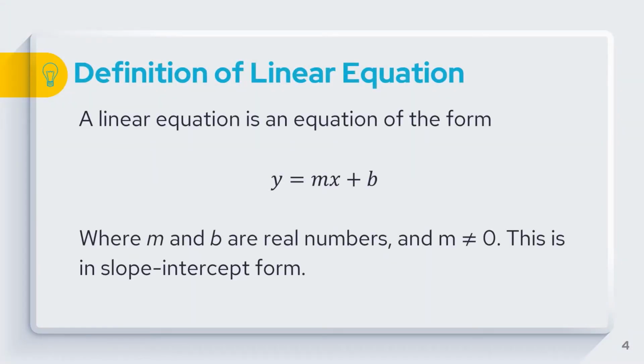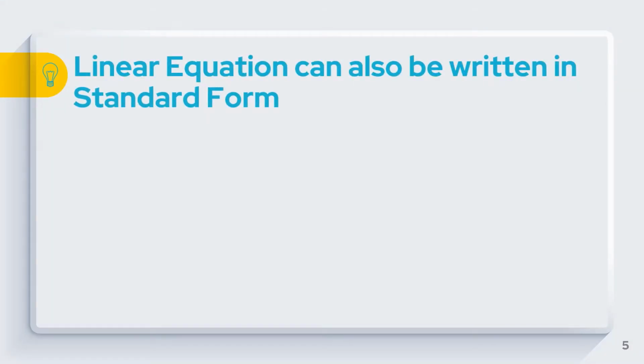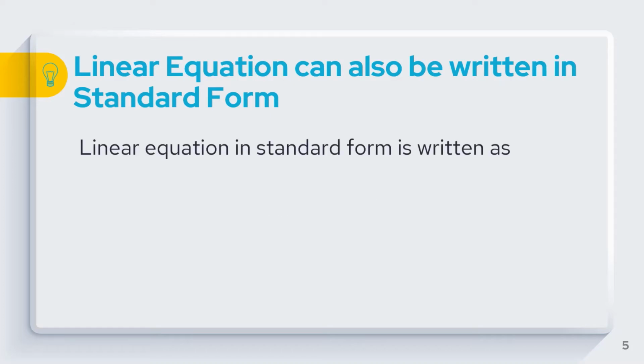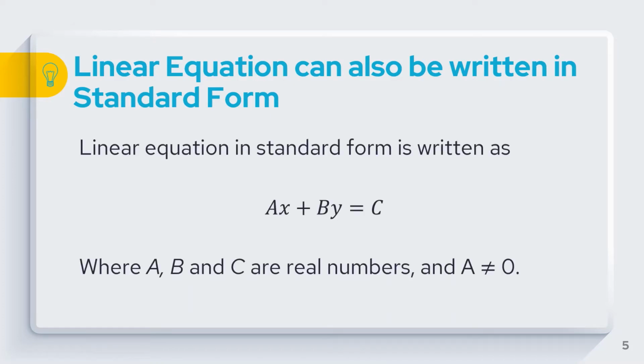The definition of a linear equation. A linear equation is an equation of the form y = mx + b, where m and b are real numbers and m should not be equal to 0. This is in slope-intercept form. Linear equations can also be written in standard form. A linear equation in standard form is written as ax + by = c, where a, b, and c are real numbers and a should not be equal to 0.